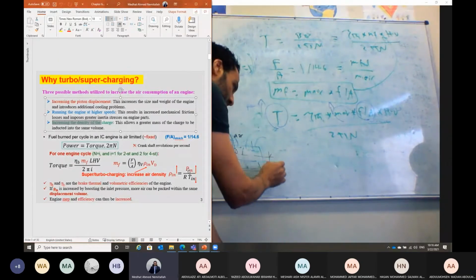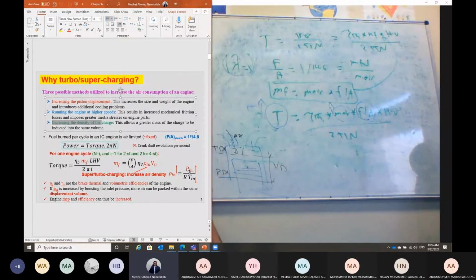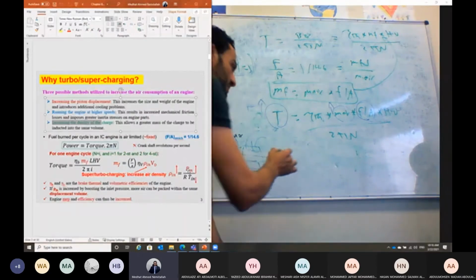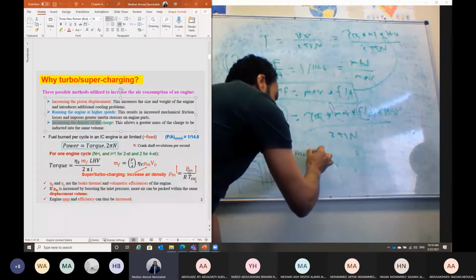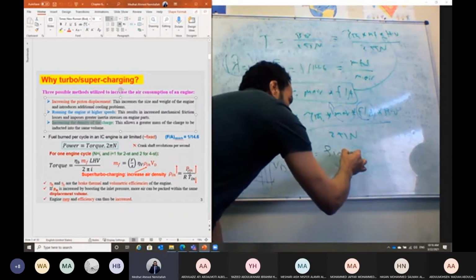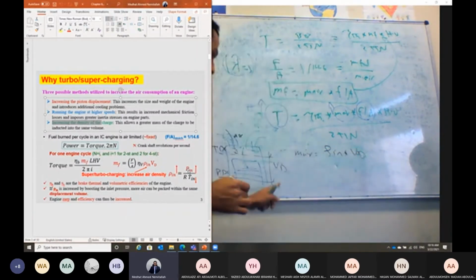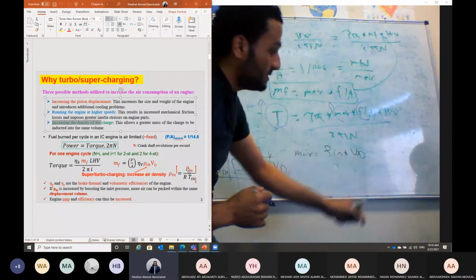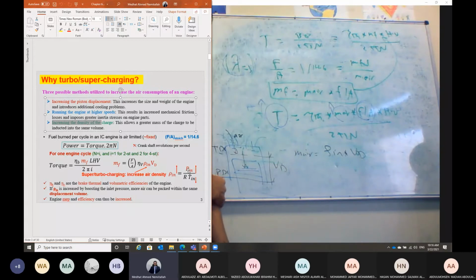The volume in this case is equal to what? It is equal to the displacement volume. So that means the mass of air coming theoretically into the engine should equal the density of the incoming air multiplied by the displacement volume of the engine, because the piston will be moving down and the amount of air coming in will be just filling this displacement volume. So the mass of air will equal the density multiplied by the displacement volume in this case.